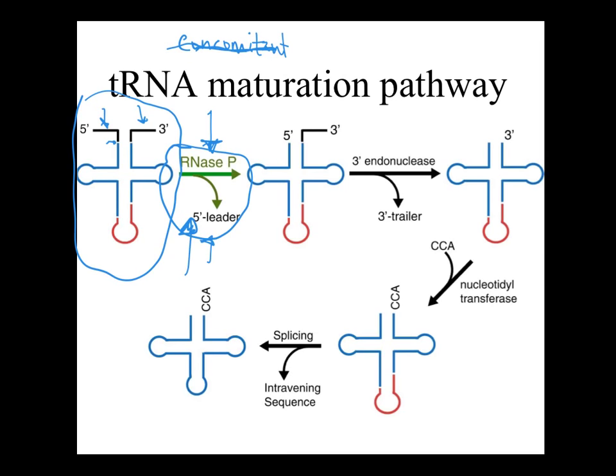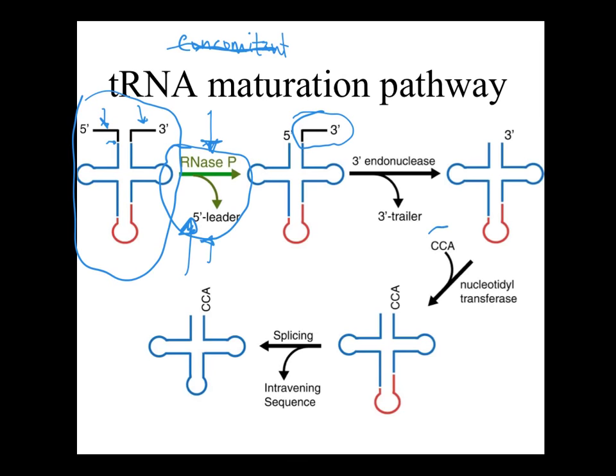Then the second step is the trailer gets removed. And this one shows a 3' endonuclease, but there are also other ones that they sometimes call 3' tRNases, which are exonucleases, which just help chew it up. So sometimes that 3' trailer is really big.